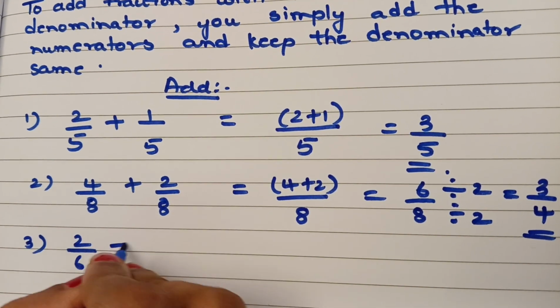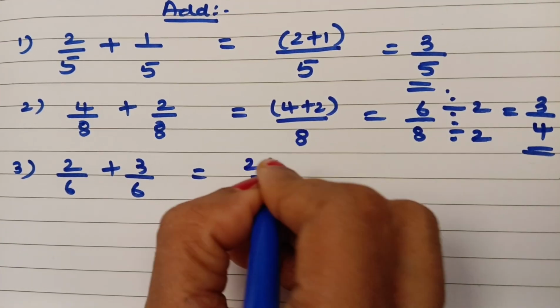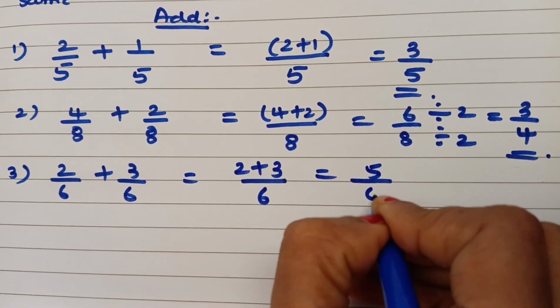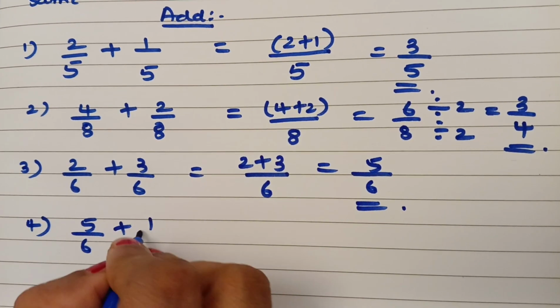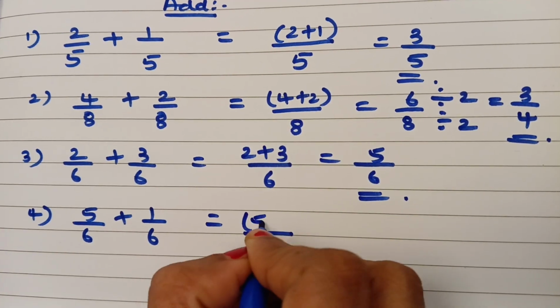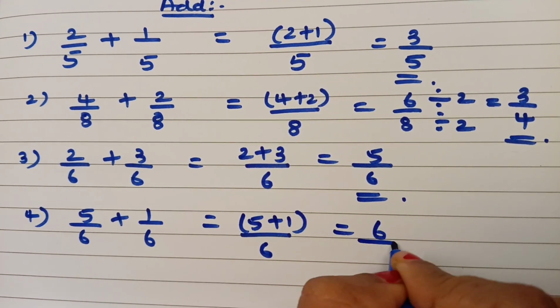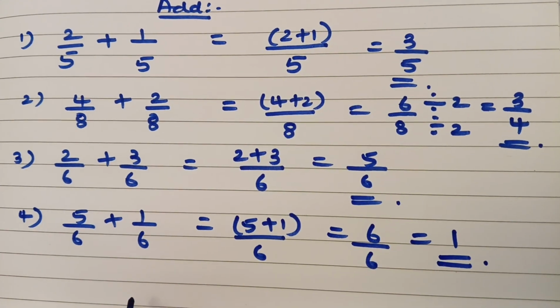Let's see the third sum. 2 by 6 plus 3 by 6. Denominators are same. Just write once. 2 plus 3. So your final answer is 5 by 6. Next, 5 by 6 plus 1 by 6. The denominators are same. Just add the numerators. 6 by 6. And 6 by 6 is what? Which is 1. Did you understand?